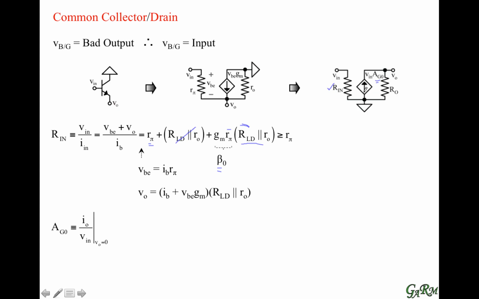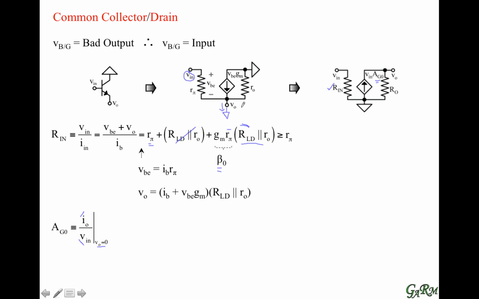In short circuit transconductance is the small signal translation from input voltage to output current when the output voltage is grounded. So we look here, first we're going to ground the output voltage, and we're looking for the small signal translation from the input voltage to the output current this way.